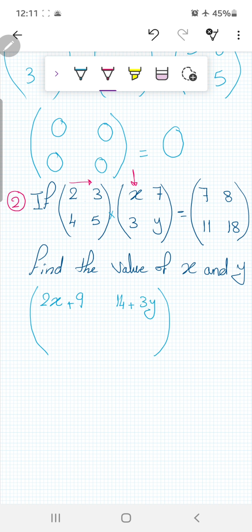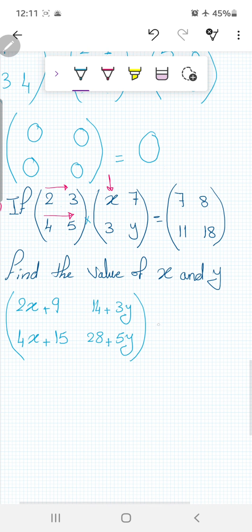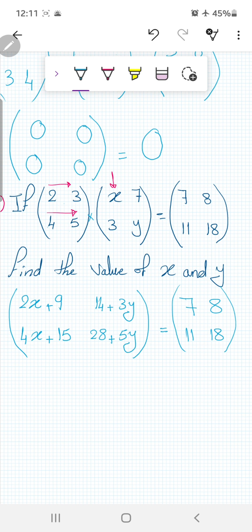We finish the first row, the second row. 4 times x, 4x, plus 5 times 3, 15. 4 times 7, 28, plus 5 times y, 5y. All of these equal the matrix [7, 8; 11, 18]. We said in lesson 1, if two matrices are equal, the corresponding elements are equal.